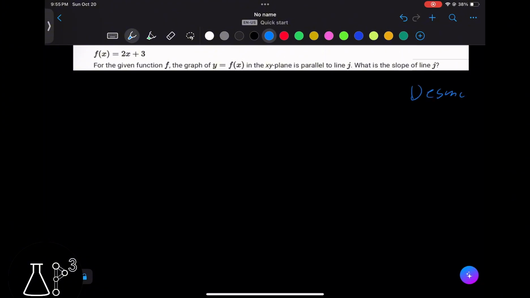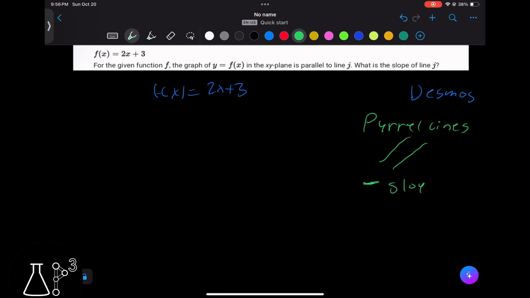So I'm going to rewrite the function. f of x equals 2x plus 3. So let me write what parallel lines are. Parallel lines are when two lines never intersect. They're always increasing, or going the same way, never touching. How can I get that? Well, in terms of lines, I can get two equations that have the same slope, or rate of change, however you want to call it.